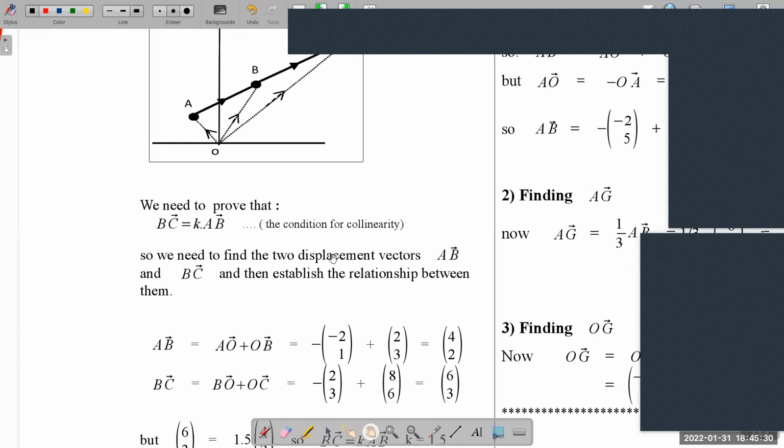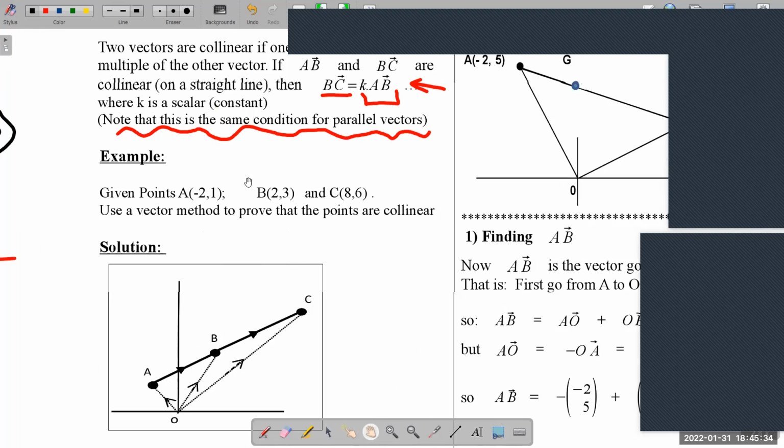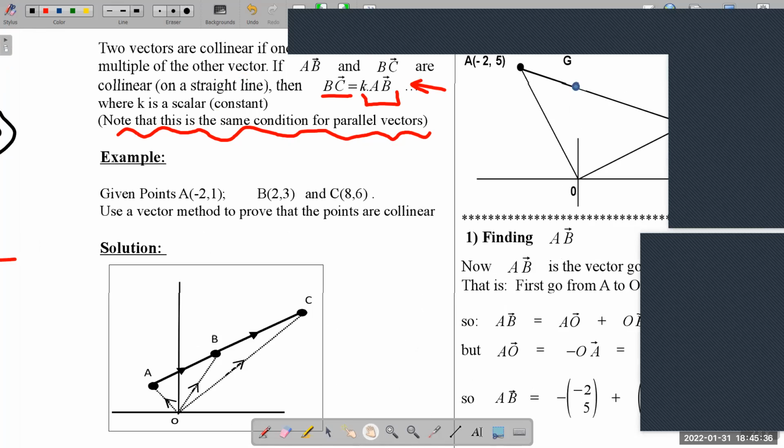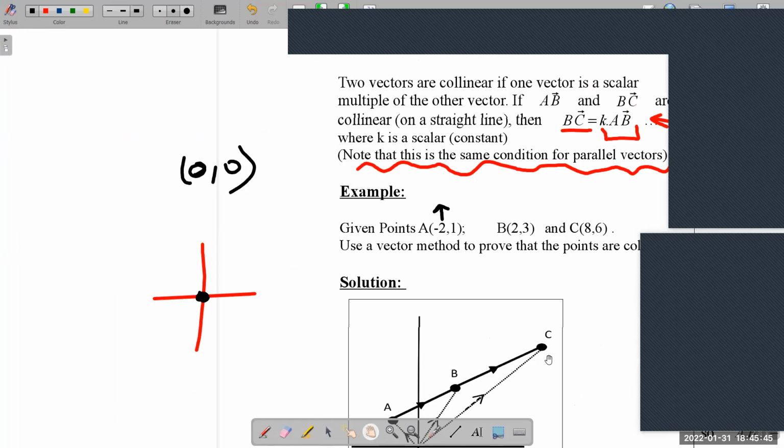So we need to find 2 displacement vectors. You realize they gave us the points. So for those who do not know, if somebody gives you a point, what is X in this example? And this is something you should know already based on what we did in graphs. If you got a point -2, 1, which one is the X?